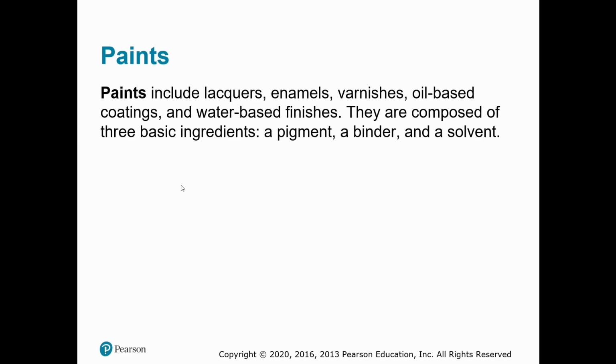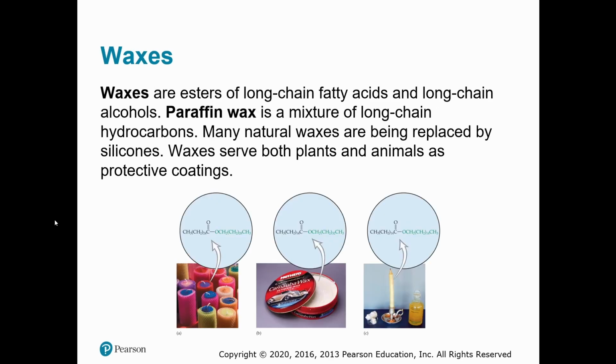They're composed of three basic ingredients: the pigment, which gives it coloration, a binder, and a solvent. Similar to the fatty acids used to form soap, waxes are also esters of long-chain fatty acids and long-chain alcohols. For example, paraffin wax is a mixture of long-chain hydrocarbons. These serve as protective coatings for both plants and animals, and a variety of other household functions such as car wax and candles.